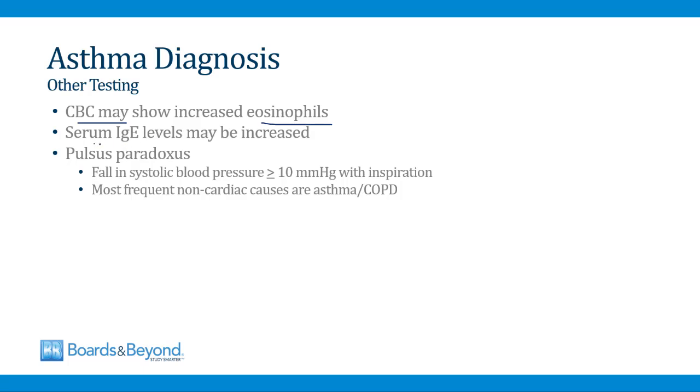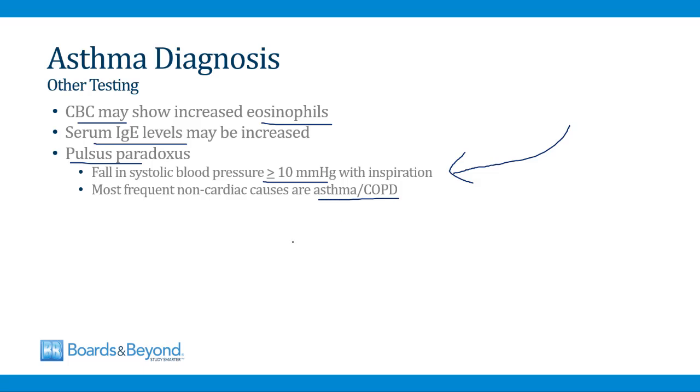The serum IgE levels can also be elevated. That supports the diagnosis of an allergic reaction like asthma. And then finally, pulsus paradoxus is a fall in the systolic blood pressure of more than 10 millimeters with inspiration. This is usually considered a sign of cardiac tamponade, but you should know that the most frequent non-cardiac causes of pulsus paradoxus are asthma and COPD.